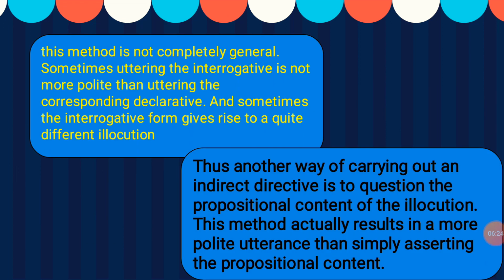This method is not completely general. Sometimes uttering the interrogative is not more polite than uttering the corresponding declarative, and sometimes the interrogative form gives rise to quite different illocution. Thus, another way of carrying out an indirect directive is to question the propositional content of the illocution. This method actually results in a more polite utterance than simply asserting the propositional content.